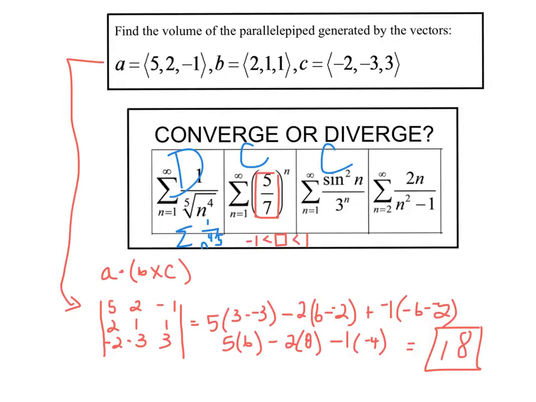Okay? And finally, 2n over n squared minus 1. This I would do a limit comparison. If you remember, we would kind of reduce. We say 2n over n squared, so 2 over n. And since this diverges, this series diverges as well.